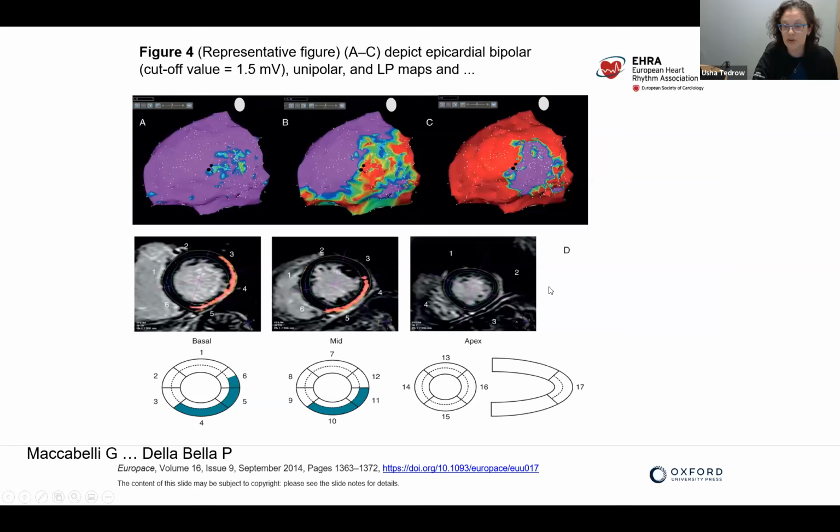I just wanted to point out that this kind of approach has been published before by Pablo de la Bella's group for post-myocarditis VT with mid-myocardial substrate, that covering the area that you think is involved in the scar is really important to success. Thank you.